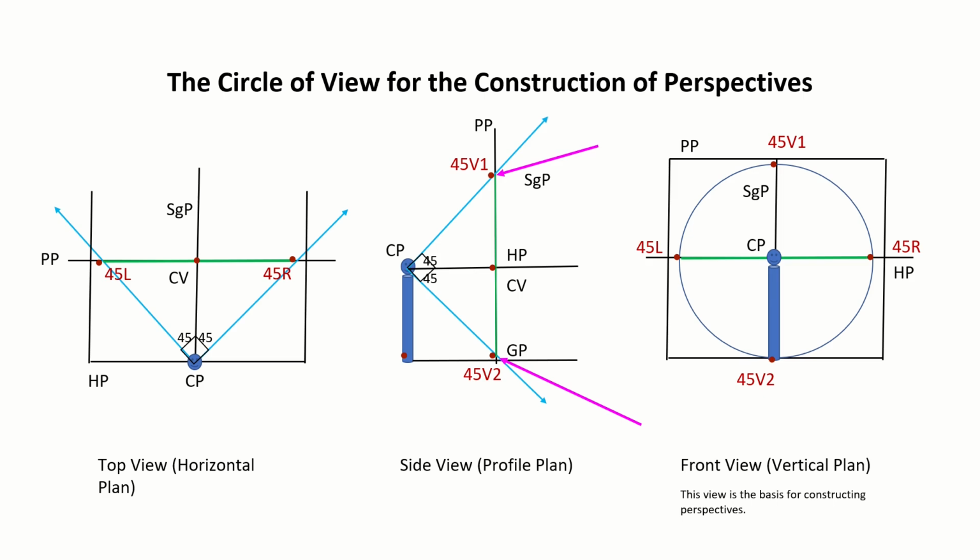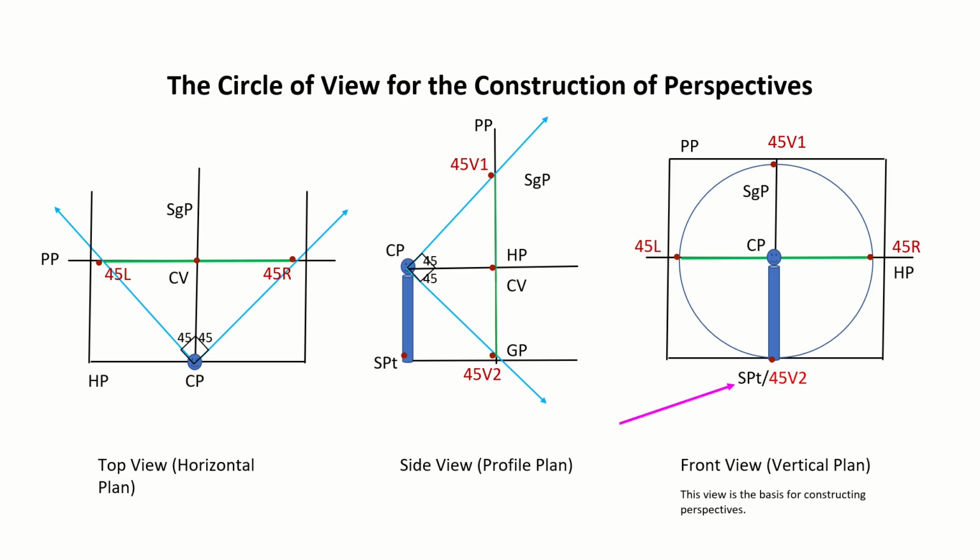Now, the station point aligns with 45 vertical 2 and is the same distance to the picture plane as the center of projection is to the center of vision, and as the center of vision is to 45 vertical 2. This equivalence allows us to let 45 vertical 2 also represent the station point from the front view. The front view is the foundation for what we call the circle of view for the construction of perspectives.